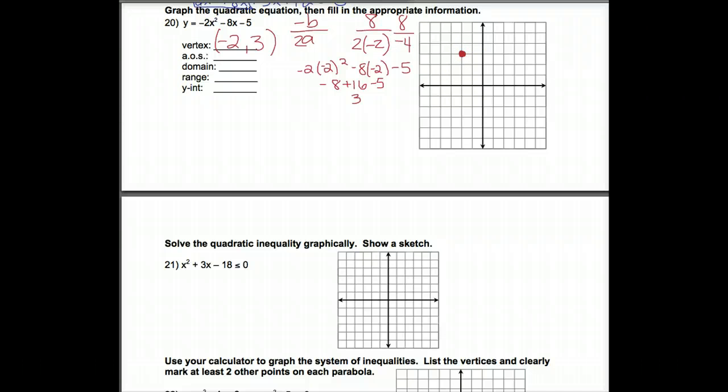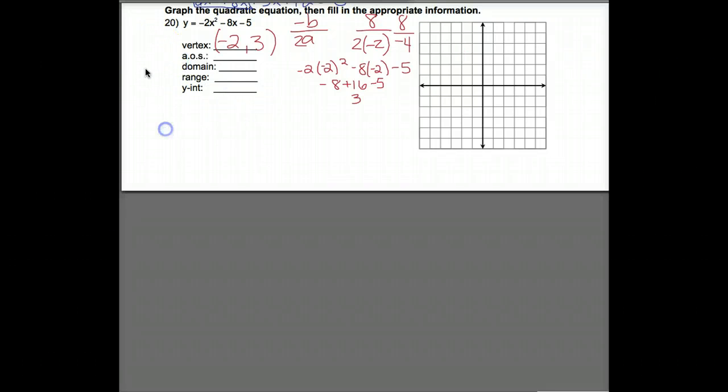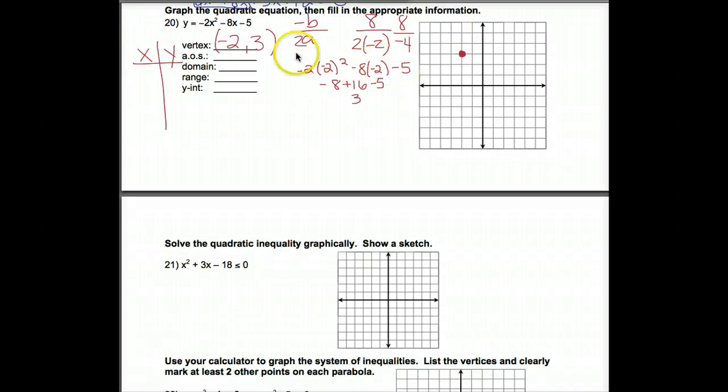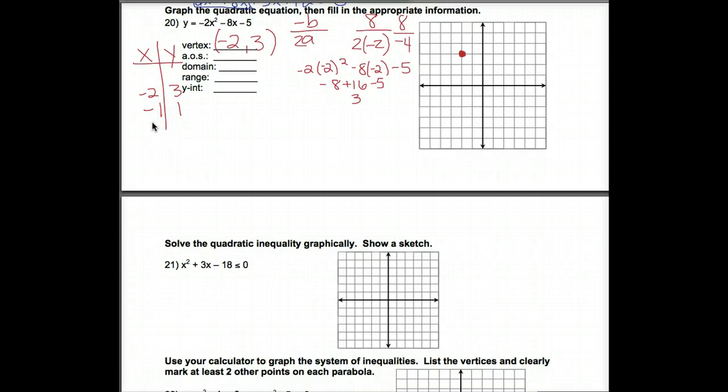Then you can look at the t-chart in your calculator. So press second graph and scroll so that you're around where x is negative 2. If you look and see the other points, just above it at negative 1, the value is 1. At 0, the value is 5. And just below it, at negative 3, it's 1. And at negative 4, it's also 5. So I can plot those other points on there.